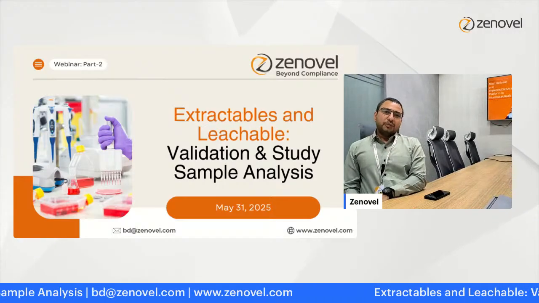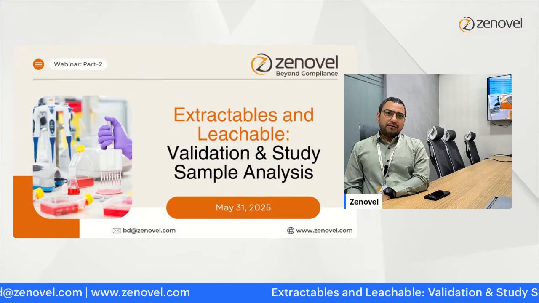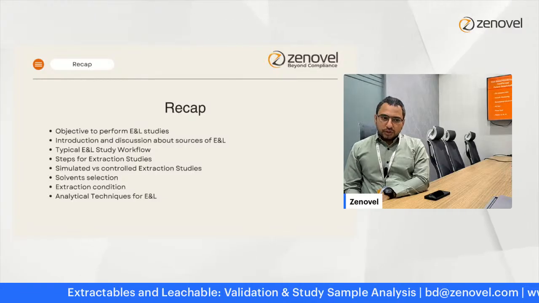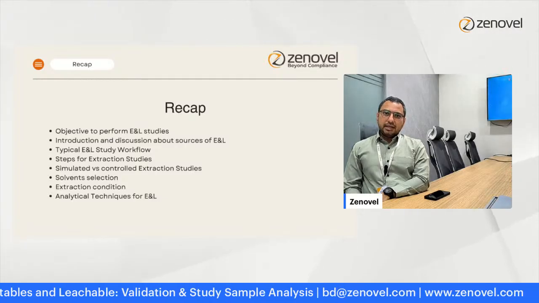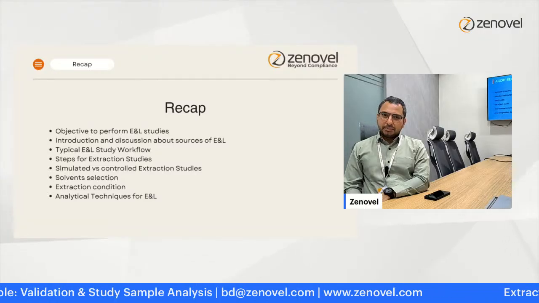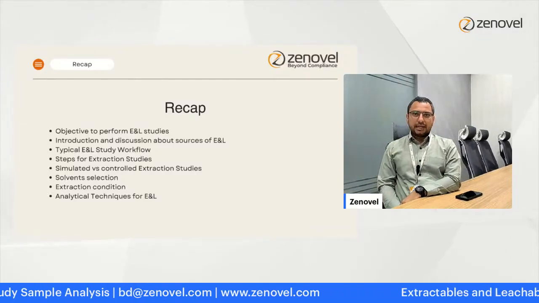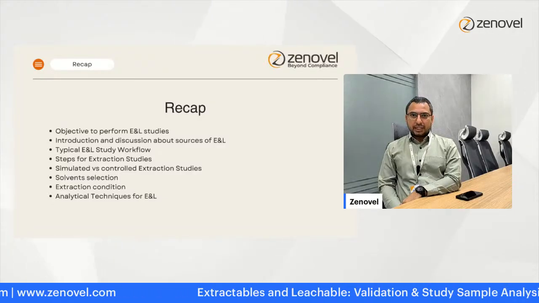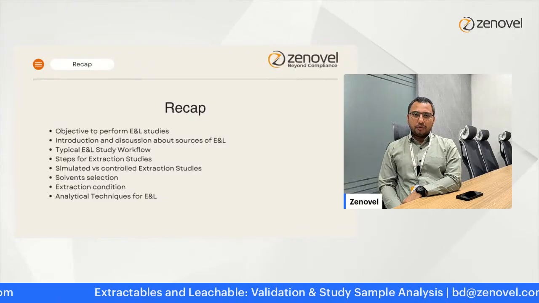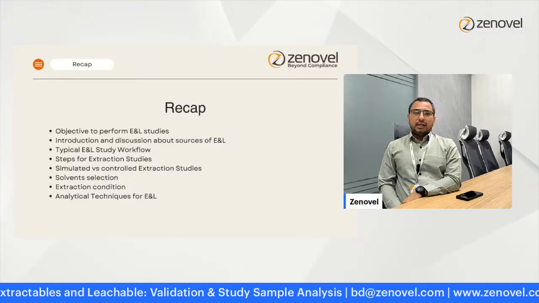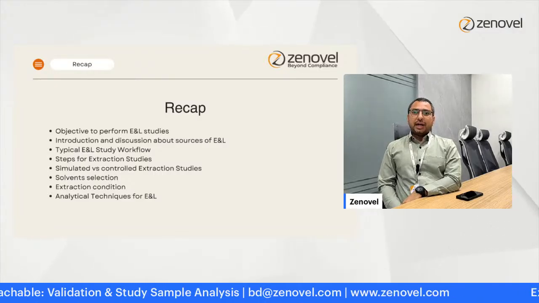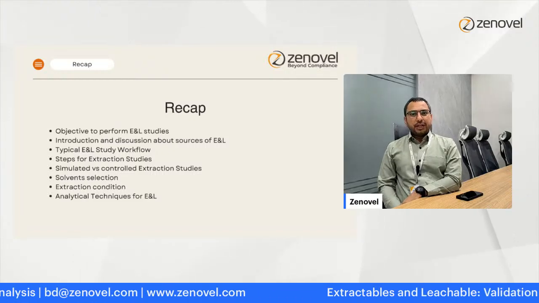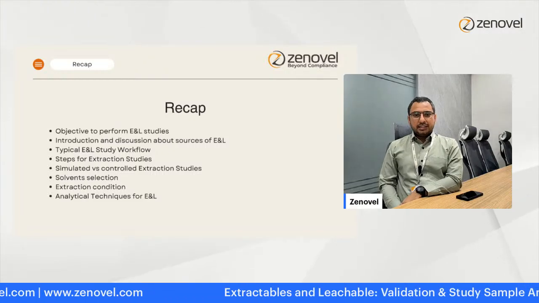Thank you. So what we understood: what are the extractables and the leachables? Those components which are undesirable and which are coming from the packaging material, primary or secondary packaging material, and those might be harmful to the human body, and those can be found in the dose. So it is very important to identify them and see their toxicity level. So what we understood so far, this is the recap.